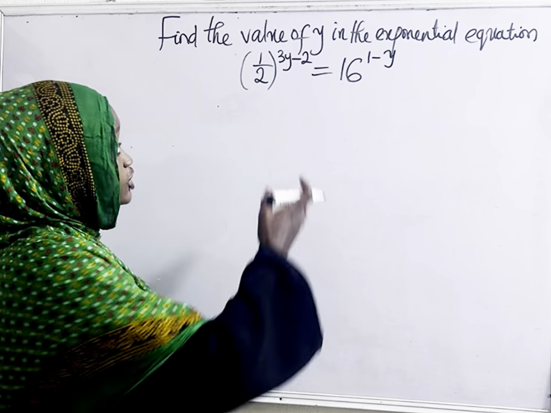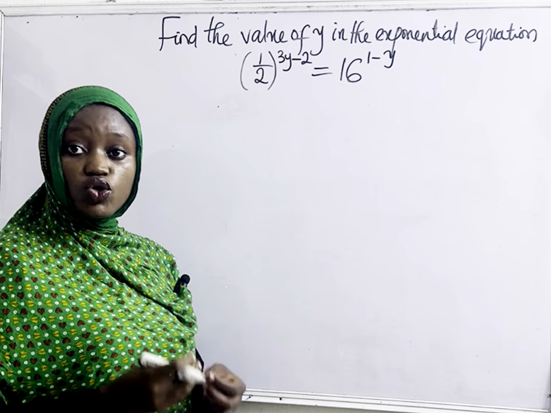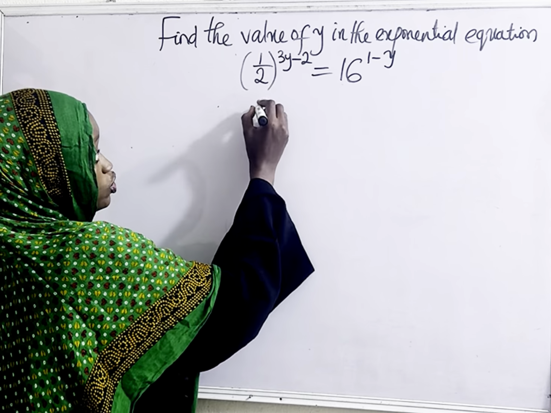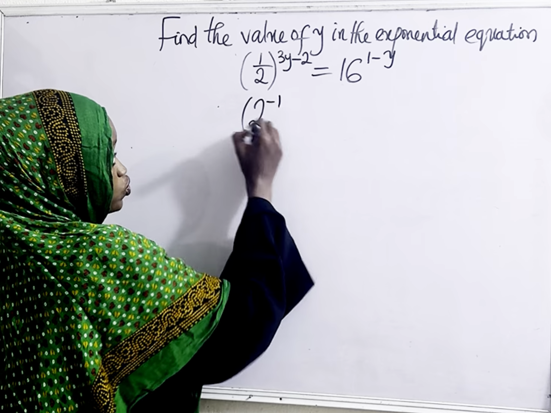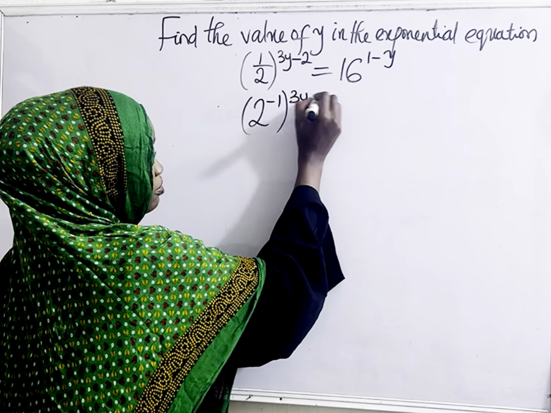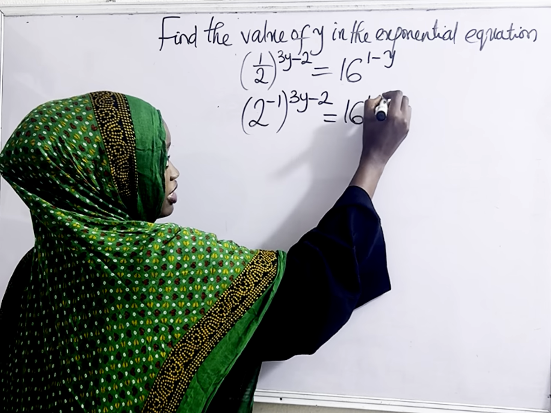Let's solve for y in the exponential equation: 1 over 2 to the power of 3y minus 2 equals 16 to the power of 1 minus y. 1 over 2 can also be written as 2 to the power of minus 1 from the laws of indices. Remember, we have the power 3y minus 2. This equals 16 to the power of 1 minus y.